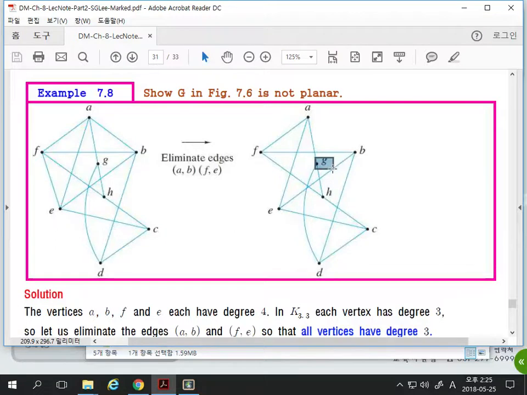Okay, and then how do we delete with the series reduction? We take a series reduction on G and H. Then what do we have? We have K33, isn't it?